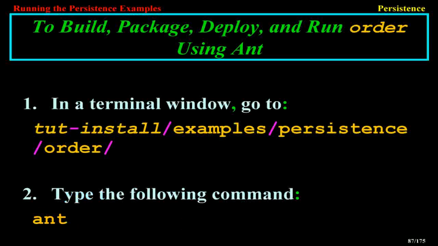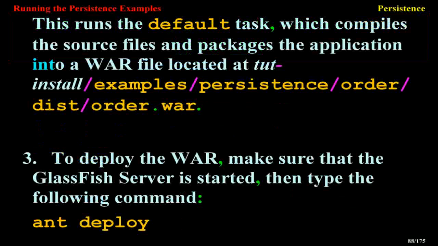To build, package, deploy, and run order using Ant: In the terminal window, go to tut-install/examples/persistence/order. Type the following command, which runs the default task, which compiles the source files and packages the application into a WAR file located at tut-install/examples/persistence/order/dist/order.war.